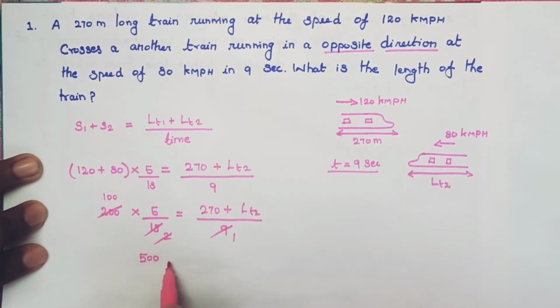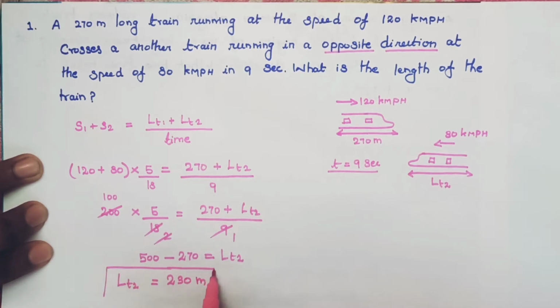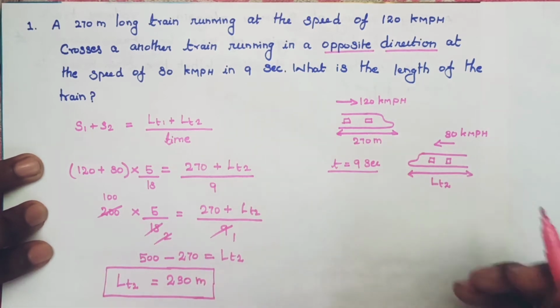500. So if 270 goes to the left hand side, its sign gets changed, that is equal to the length of train number 2. So what is 500 minus 270? 230. Length of train 2 becomes 230 meter. We found the answer.